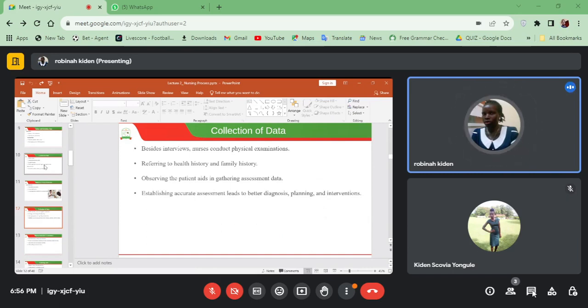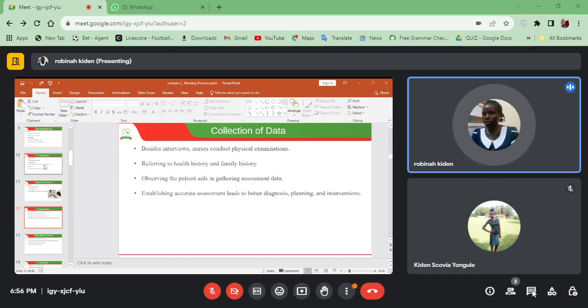We examine the patient from head to toe, and that is our responsibility. Though the doctors do so, we also do examine, and there are some things that we shall be able to find out. Then referring to health history and the family history. So you can refer to the health history of the person and the family history. This can show you a lot about the patient.